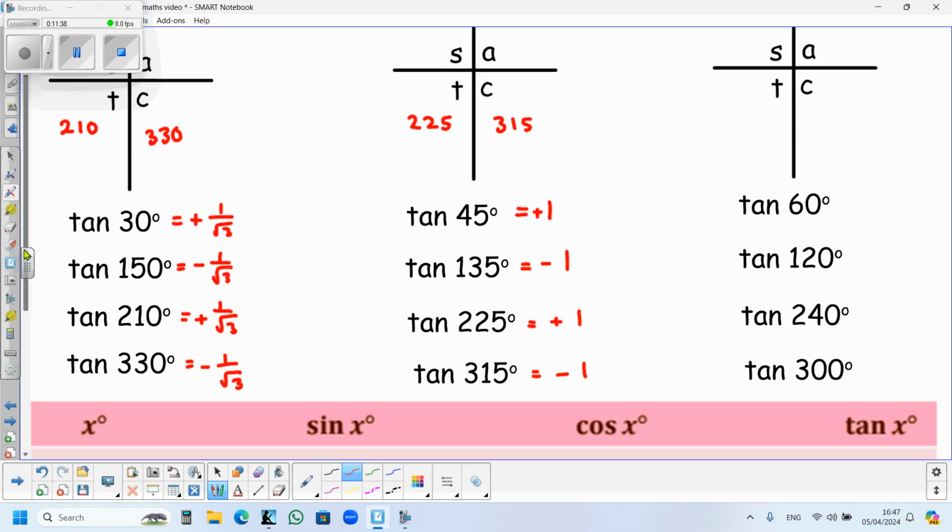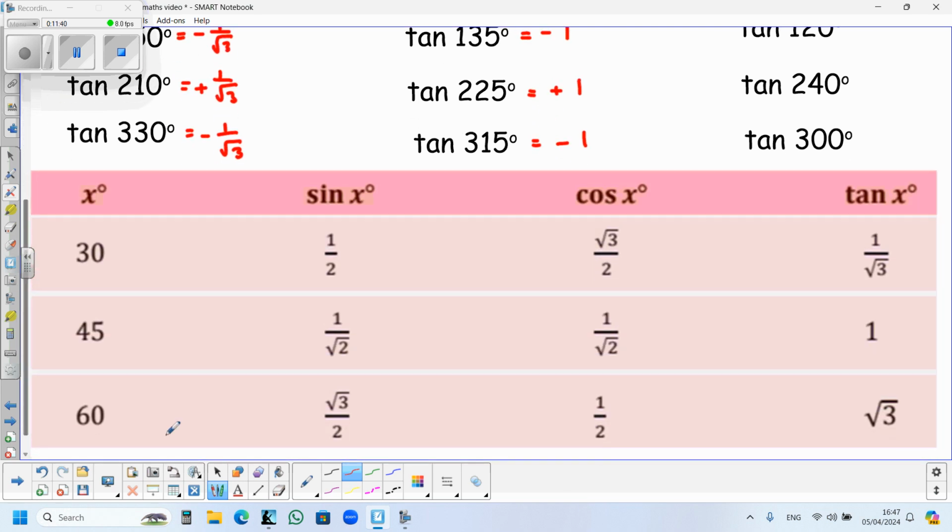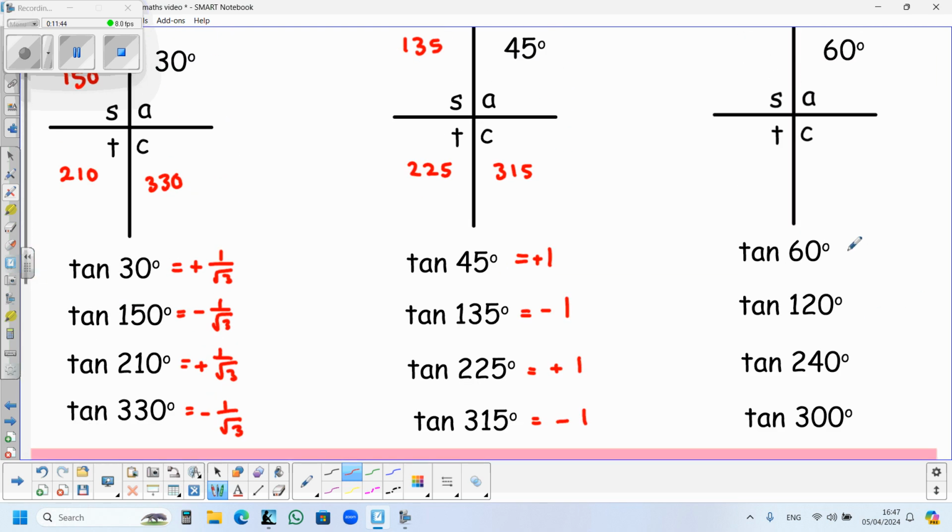Tan 60, if we look down to find tan 60, is root 3. So they're all going to be root 3. But 2 of them are going to be positive and 2 are going to be negative. Where is tan positive? It's quadrant 1 and quadrant 3, so that one's positive and that one's positive, and that means that's negative and that's negative.